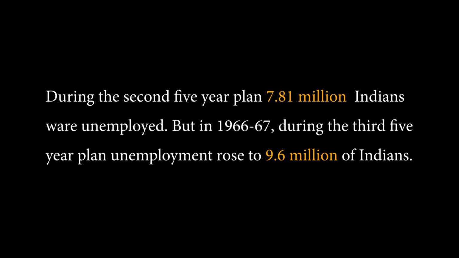Prices of all commodities, particularly the essential commodities, increased by 36% during the third plan period compared to the previous one. The unemployment crisis in India also became acute. During the second plan period, there was an unemployment of 7.81 million Indians. In 1961, that was the figure, but in 1966-67, unemployment rose to 9.6 million Indians.